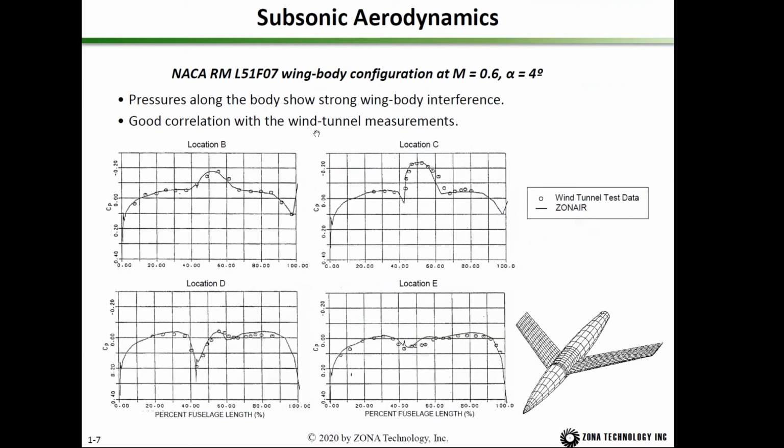And we have validated ZONAIR with the wind tunnel data on many different configurations, and shown here is the pressure along the fuselage on this NACA L51F07 configuration at Mach 0.6, angle of attack 4, and the circles are the wind tunnel measured CP. The solid line is the ZONAIR computed CP.